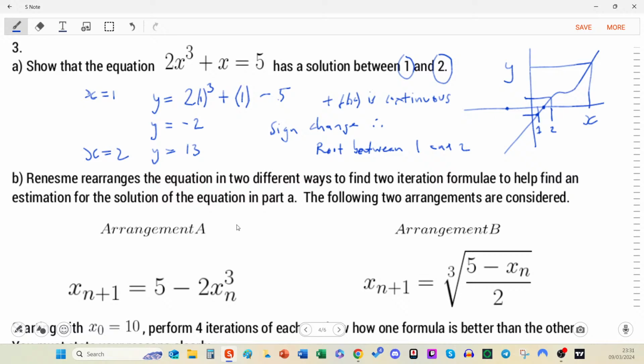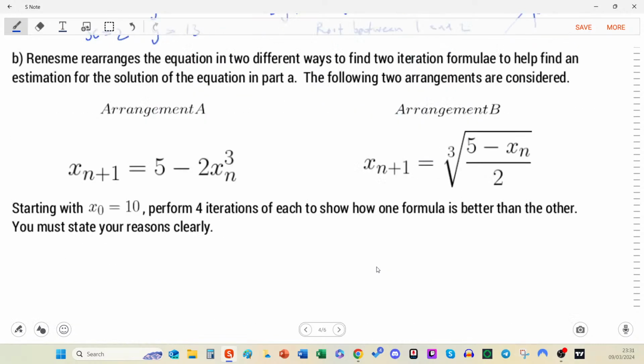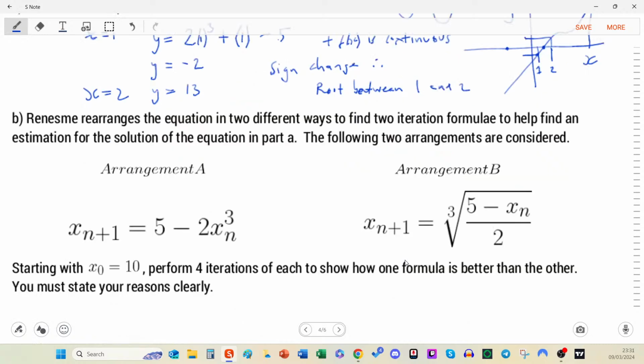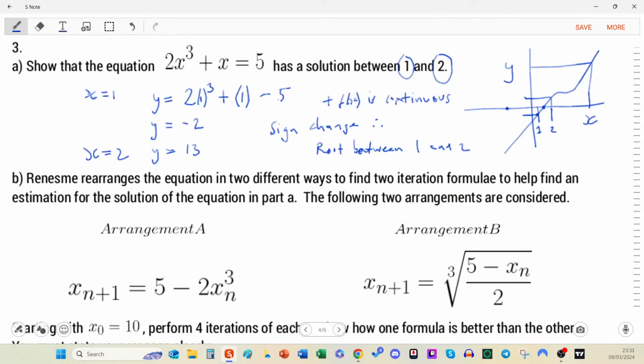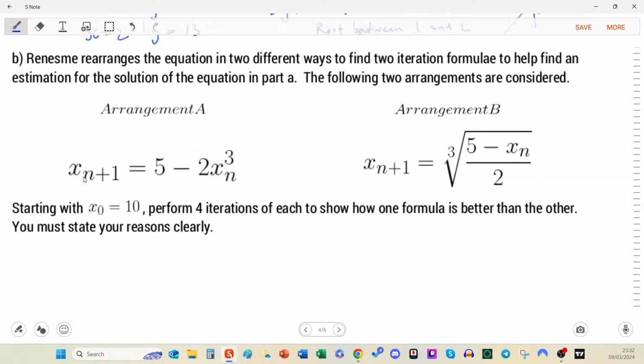Right, moving down to the next part. So we've done our whole checking that it's definitely between 1 and 2. Renesmee rearranges the equation in 2 different ways to find 2 iteration formulae to help find an estimation for the solution in equation part A. So we all know this method. It's taking the equation up the top and isolating an x. So that could have been straight away moving over the 2x cubed, and then you've got an x on its own. The x on its own becomes xn plus 1, as in the next one in the sequence.